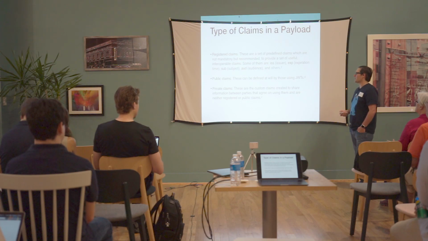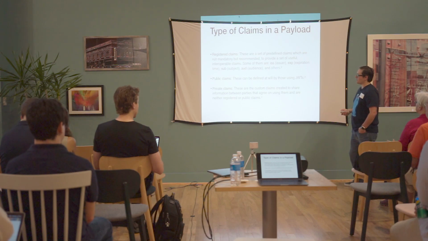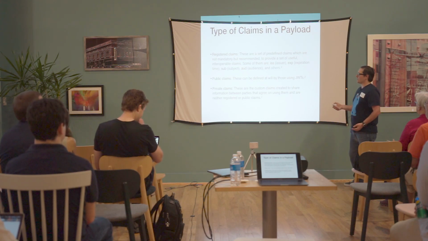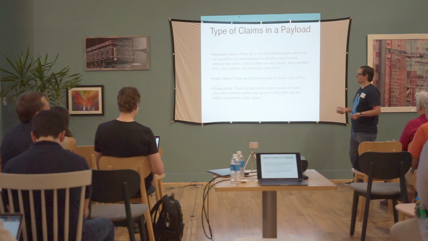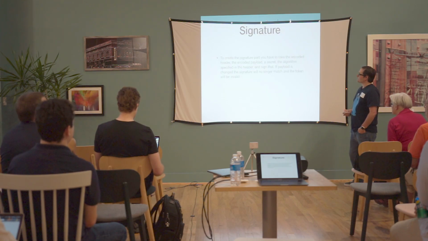And then private claims, I'm not going to go too much into those, but those would be specific claims that, maybe if you have multiple services accessing or using the same token, one might need claim A, one might need claim B, so they would have their own private claims depending on which one was accessing them.